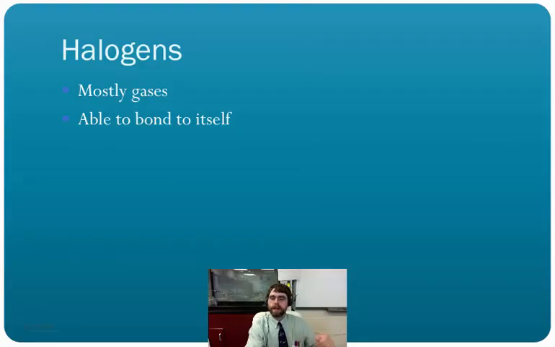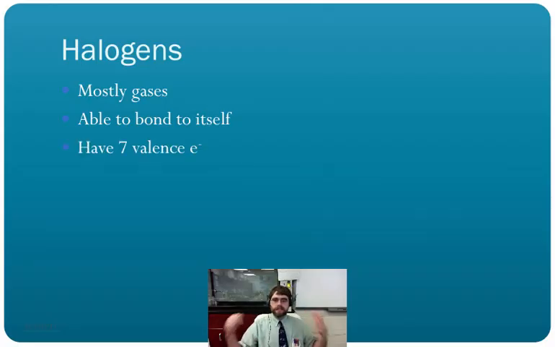Halogens are also able to bond to themselves, so again, like hydrogen, when you find them alone in nature, it's not a fluorine, it's F2 and Cl2 and Br2 and I2 and At2. They're always bonded to themselves when they are found alone in nature. At least we think At2 will be bonded to itself. There's not enough atoms of it on Earth to know for sure.